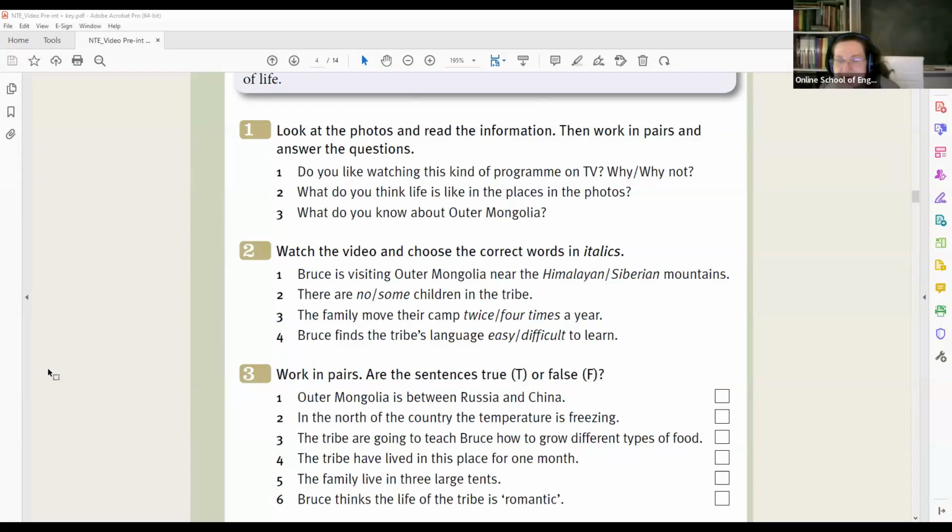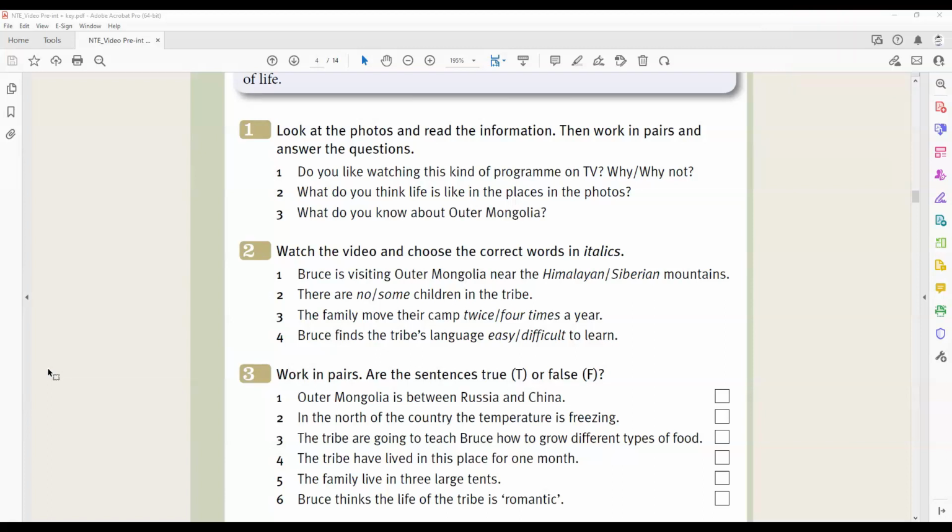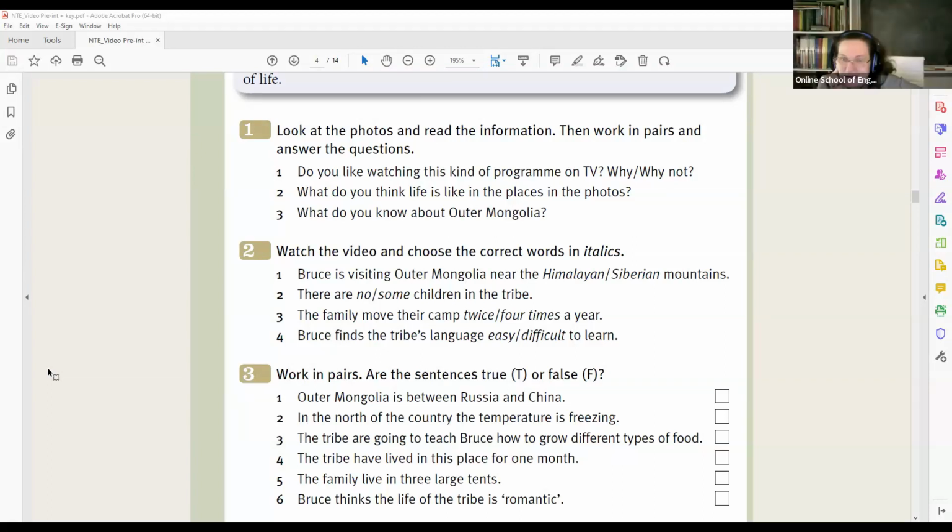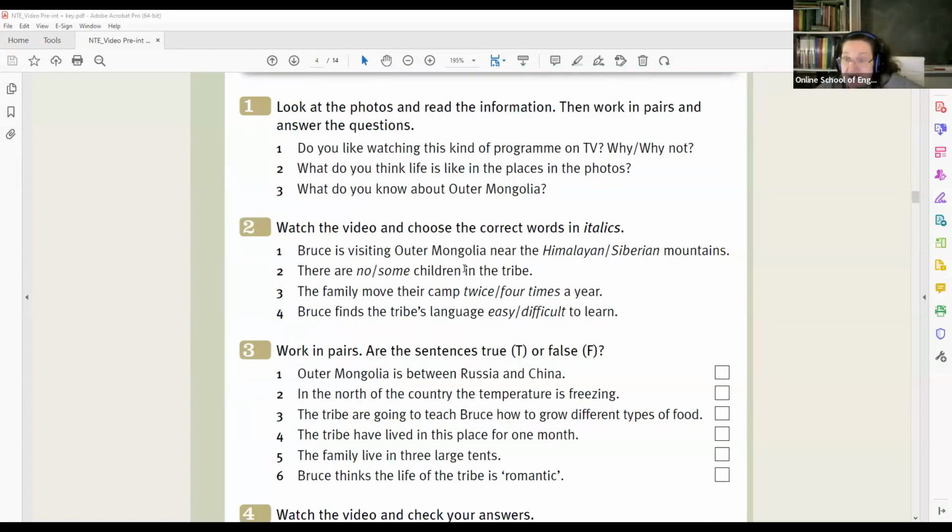Very good. Irina, were the people in that tribe in northern Mongolia dressed like the explorer, like Bruce? Or did they wear different clothes? Wearing different clothes. Yes, that's right. Okay, so now you are going to choose the correct answer. Number 1. Bruce is visiting outer Mongolia near Siberian mountains. Yes, the Siberian mountains. Everybody, Siberian. Very good.